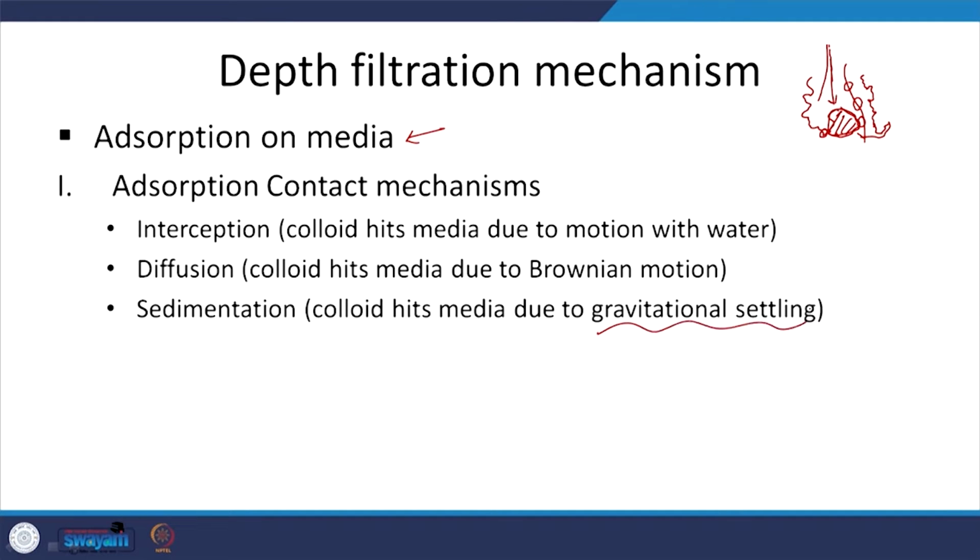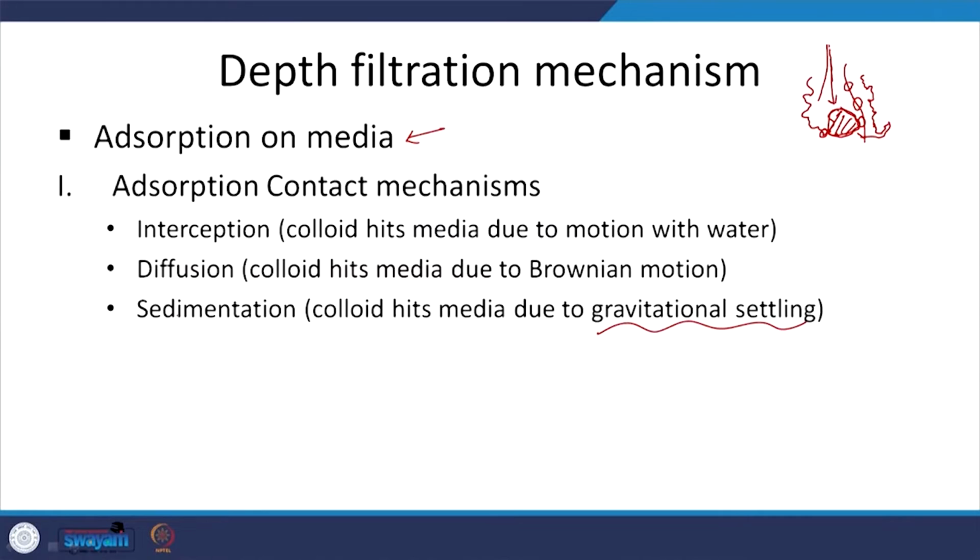So, sedimentation also can occur within the filter. So, interception, diffusion and sedimentation. We will look at these aspects, but these are the primary aspects other than straining. Here we have a decent figure from Water and Wastewater Engineering by Davis and Cornwell, where you can see the relevant mechanisms being illustrated. Let us see what else we have.